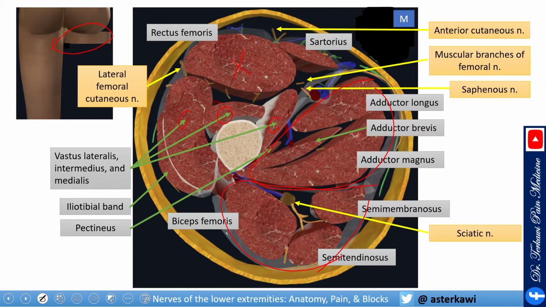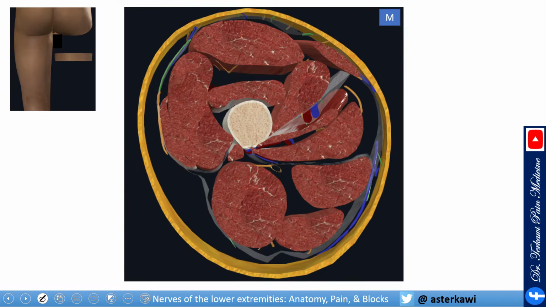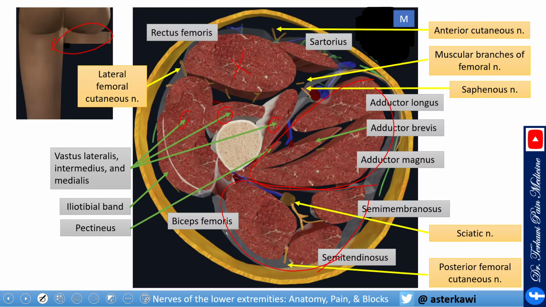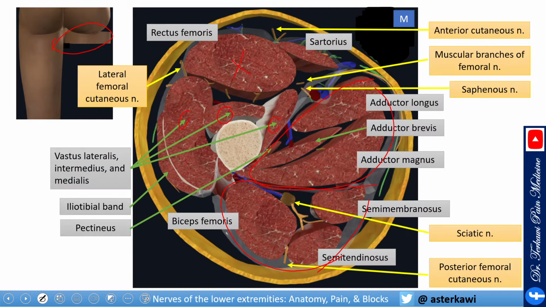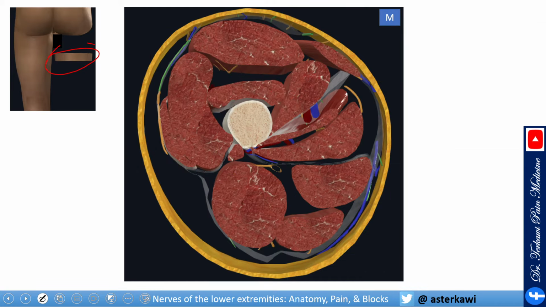Saphenous nerve. Sciatic nerve. Posterior femorocutaneous nerve. Now, going slightly lower, as you notice, the rectus femoris and sartorius. So watch the sartorius. Now it starts to move more medial, right? And then the other thing here, pay attention to the adductor muscles, how they're going to change.